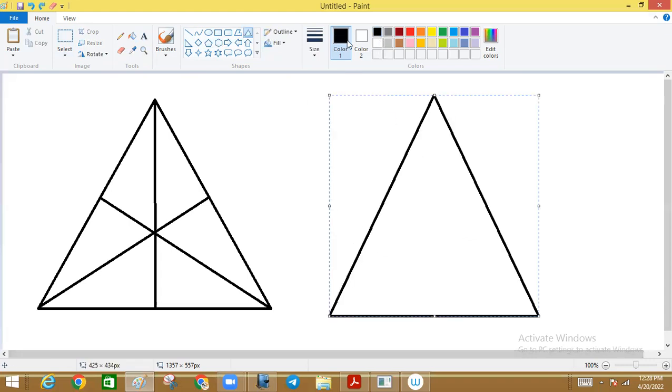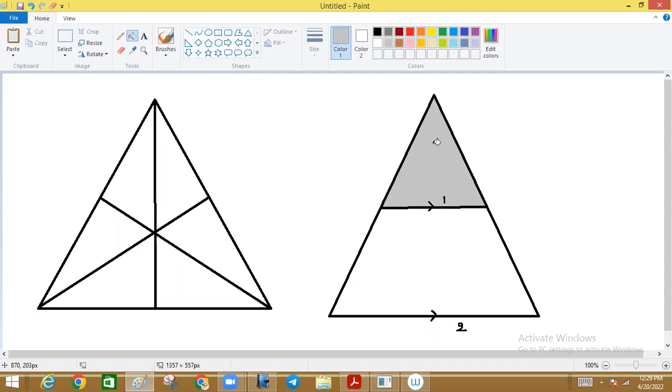I'm taking the same triangle here. I'm joining the midpoints. These are midpoints only. Therefore, I know the line joining midpoints. According to the midpoint theorem, the line joining midpoints is parallel to the third side and half of the third side. If this side is 1, the bigger side is how much? 2. Right?